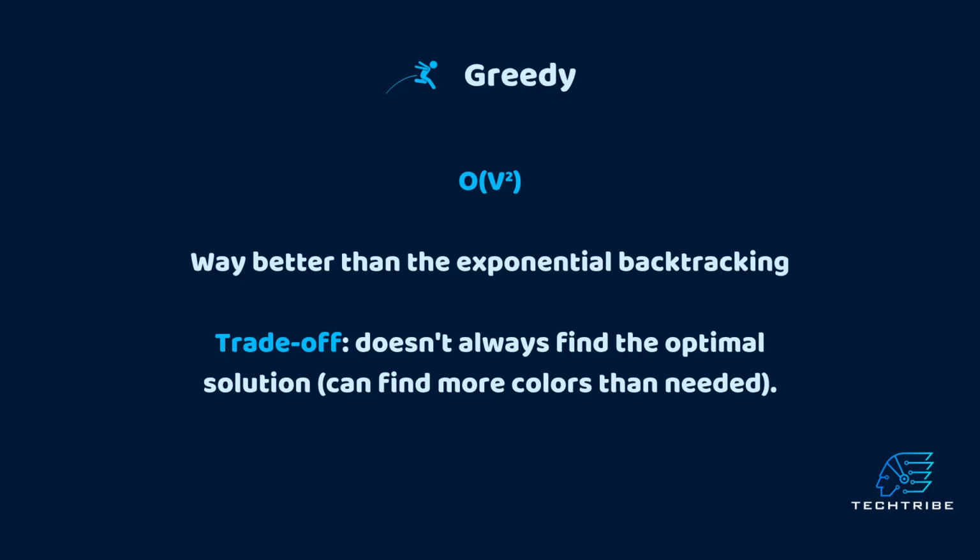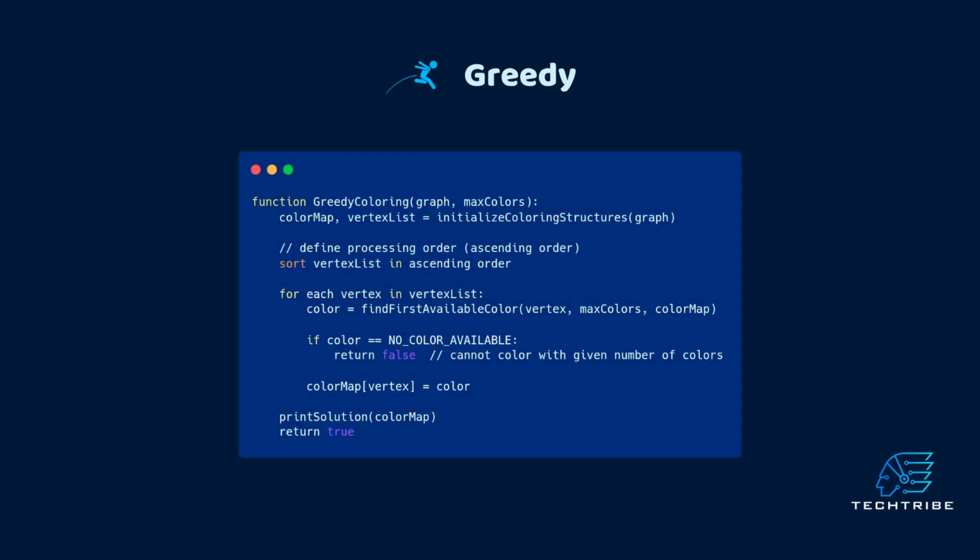But here's the trade-off. Greedy doesn't guarantee the optimal solution. Depending on the order of vertices, it might use more colors than necessary. For example, in my test, sometimes it found the perfect number of colors. Other times it ended up wasting one or two extra, depending on how big the graph is and how dense it is. The pseudocode for that heuristic will be like that.